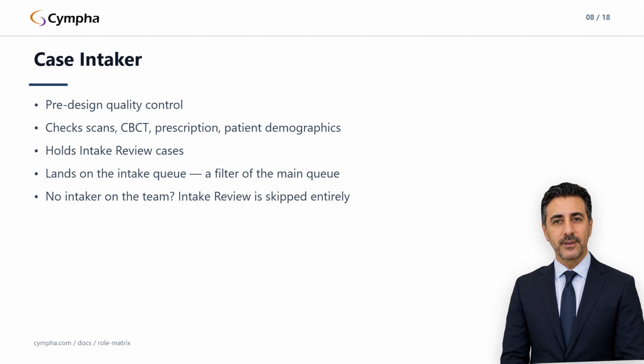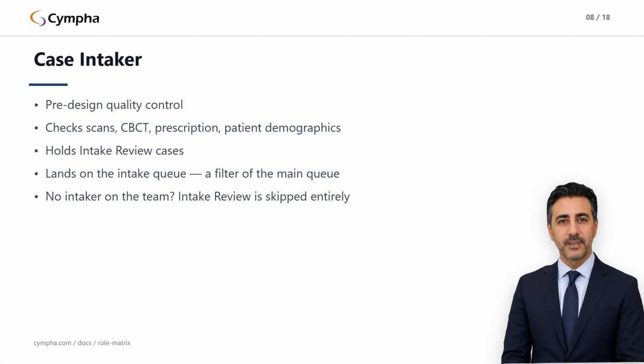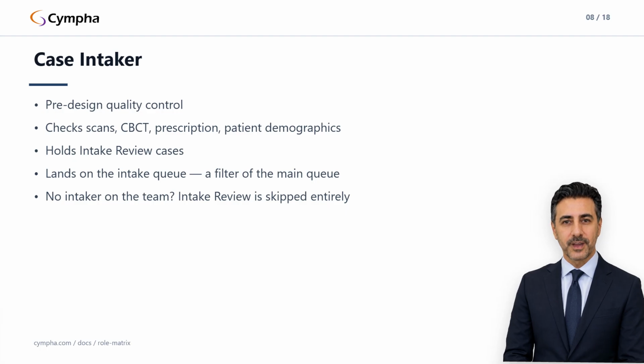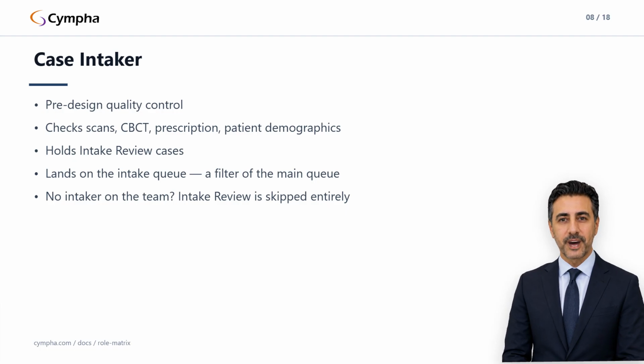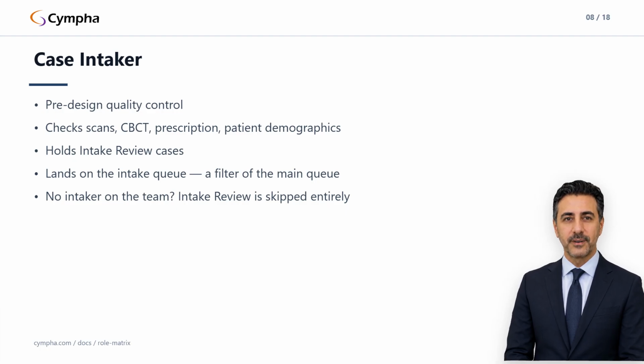The second specialist sits after design, the manufacturing engineer, the person responsible for physical fabrication, printing, milling, and finishing. They hold cases in manufacturing, and they land on the manufacturing queue after sign-in. There's one timing detail attached to this role that catches new labs out, and it's worth saying plainly. On a physical, lab service case, once the doctor approves the design, the case does not jump into manufacturing by itself. It waits at approved until the lab moves it to in manufacturing.